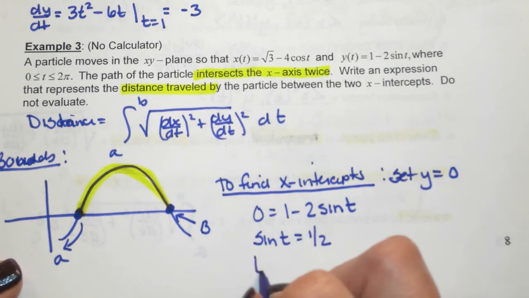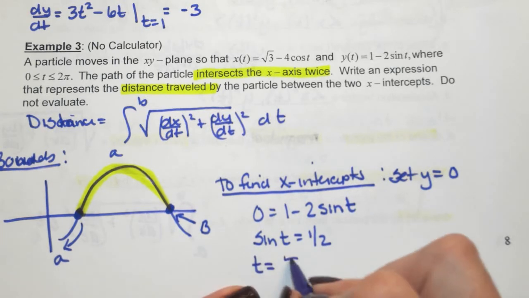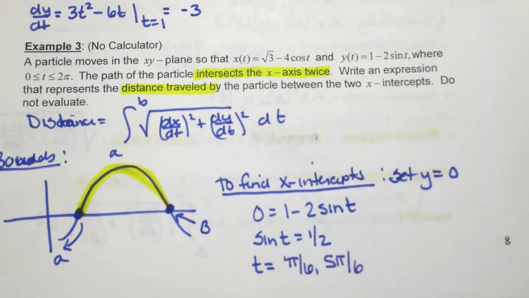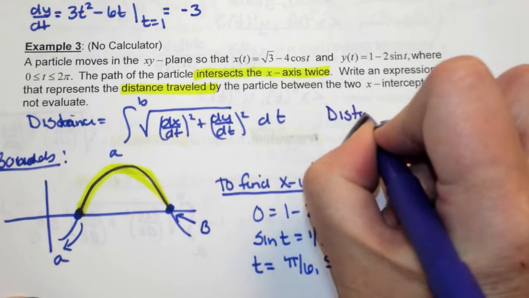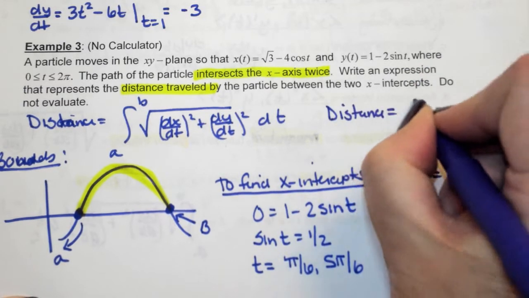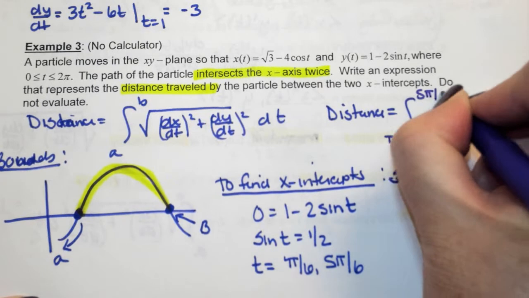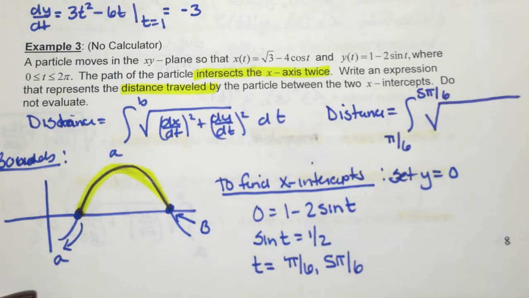So what are my t values going to be? t is going to be equal to what? Pi over 6 and 5 pi over 6. So those are your bounds. Any questions on how I found the bounds? So now I know the bounds, the distance will be equal to, again, the integral from pi over 6 to 5 pi over 6. Remember, you're not evaluating this, they just want you to set up this particular integral.